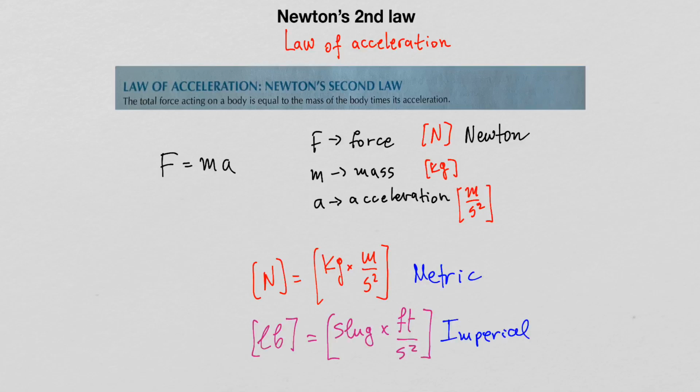In the imperial system, the unit for force is the pound, and that will be the product of the unit for mass, which is the slug, times the unit for acceleration, which will be foot per second squared. So this is the imperial unit. So again, no matter what type of force is in discussion, the unit would always be pounds in the imperial system.